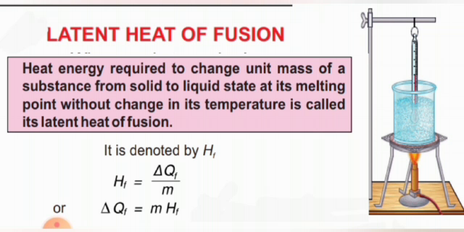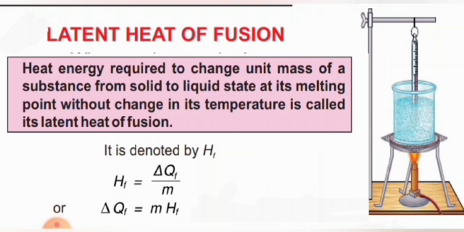Students, different substances have different melting points. However, the freezing point of a substance is the same as its melting point. So from this we can say that the heat energy required to change unit mass of a substance from solid to liquid state at its melting point without change in its temperature is called its latent heat of fusion, and it is denoted by HF. The formula used to calculate the latent heat of fusion is HF equals delta QF divided by mass of the substance.